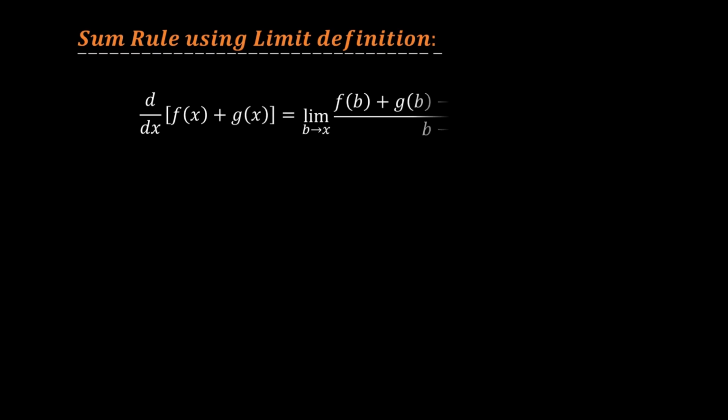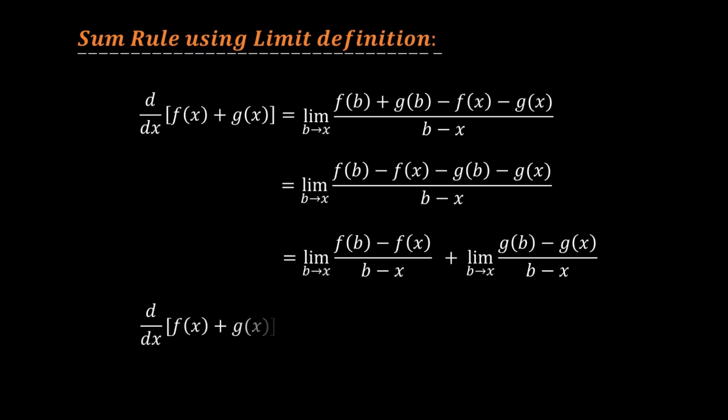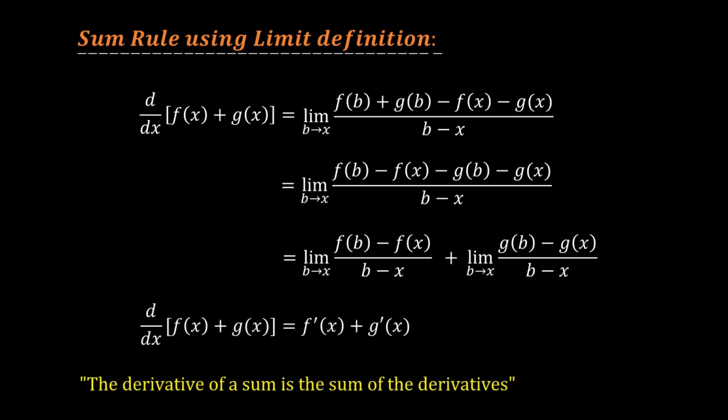We can also prove the sum rule using the limit definition of the derivative. Consider 2 functions, f of x and g of x. By applying the limit definition to the sum of the functions, we get the same result. More generally, we can say the derivative of a sum is the sum of the derivatives. We can say this formally as the sum rule.